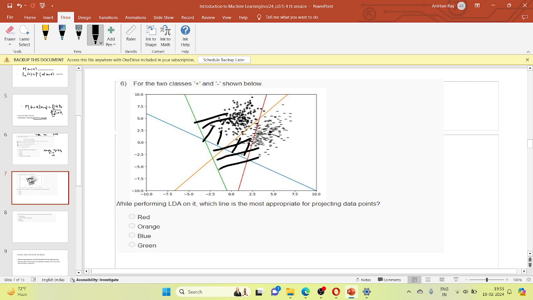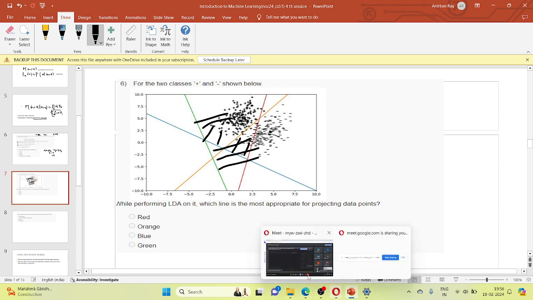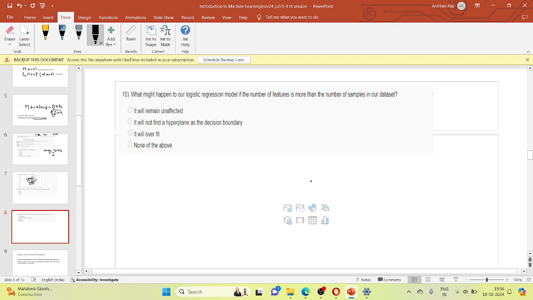But in this case, green can also be the answer, right? Without any data, it is hard to ascertain. So the question is like that only. What can I do? It's from a previous year question. Okay, let's move on.